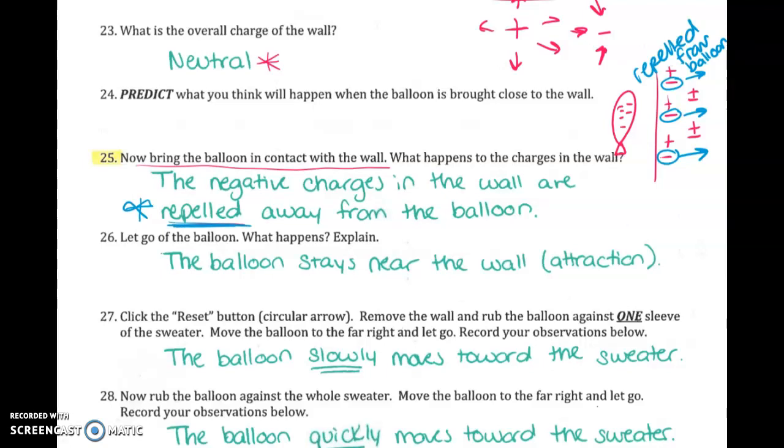Because now you have an overall positive charge right by the balloon, that creates an attractive force. You have a positively charged area and then a negatively charged balloon, so you're getting that attractive force. Remember, opposites attract.